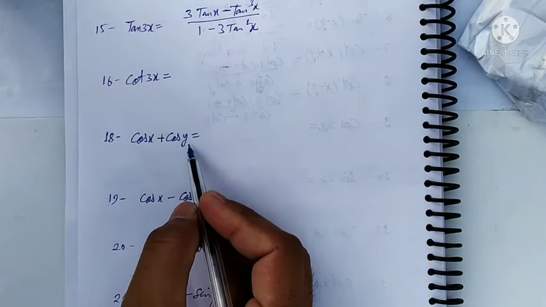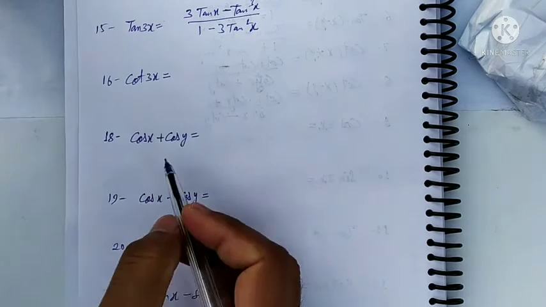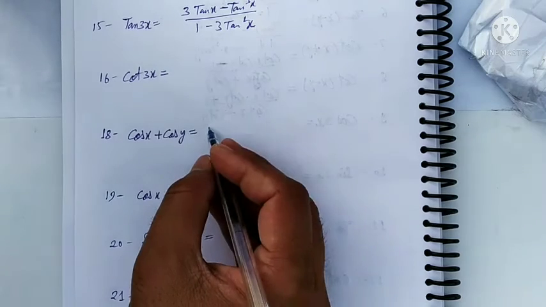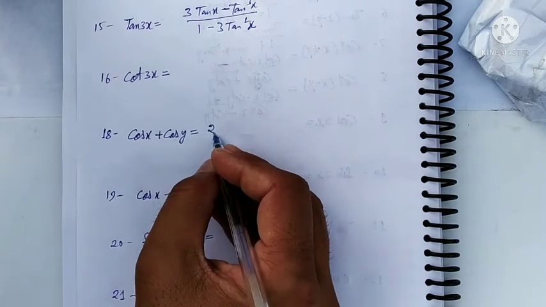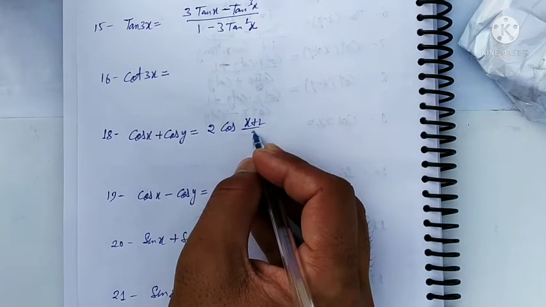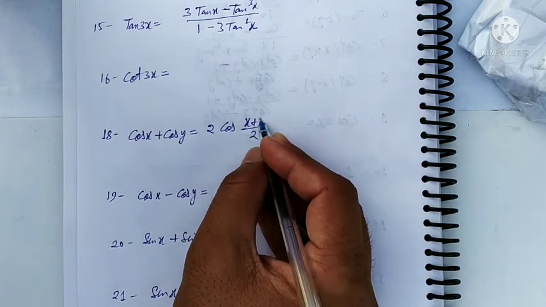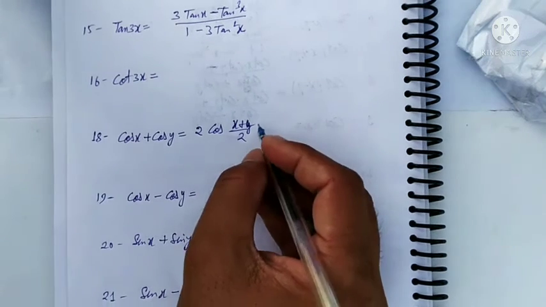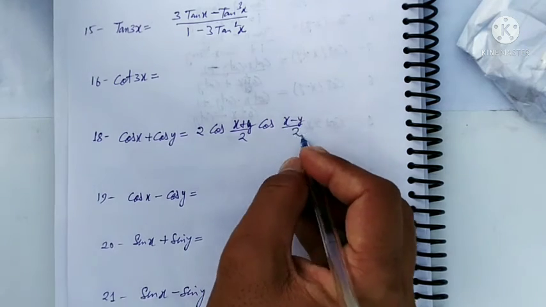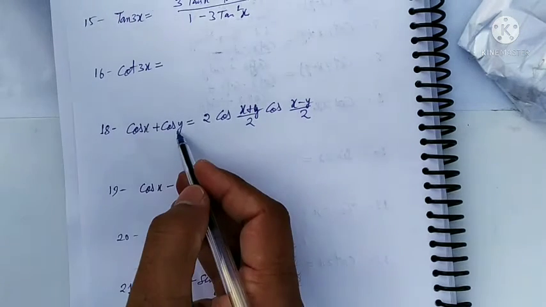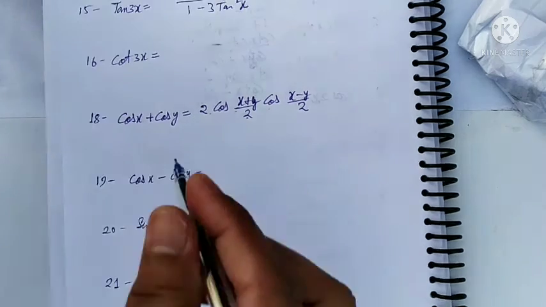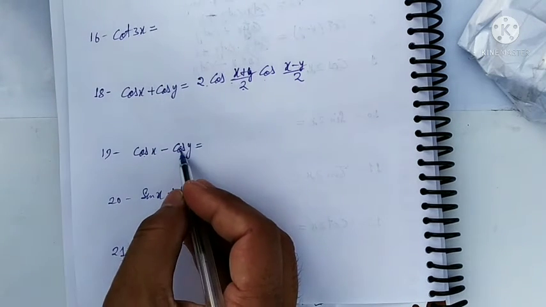Cos x plus cos y. How do you remember cos x plus cos y? In this, for cos x plus cos y, positive, we can write very easily 2 cos of x plus y upon 2, the angle will be half, into cos of x minus y upon 2. So cos x plus cos y is equal to 2 cos x plus y upon 2 into cos x minus y upon 2.